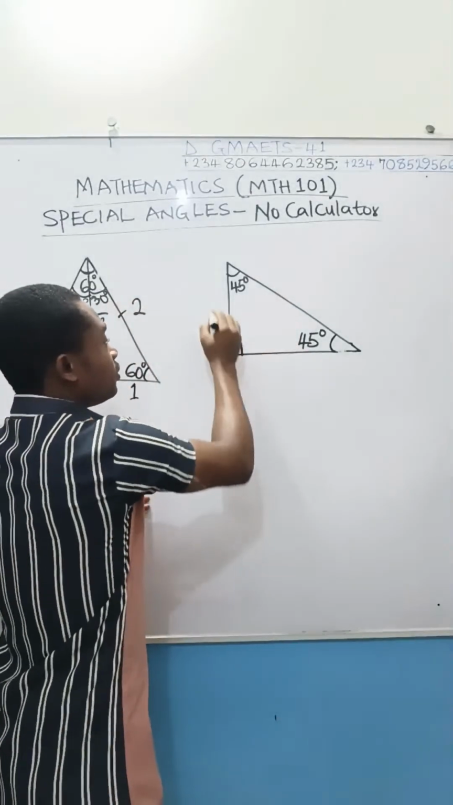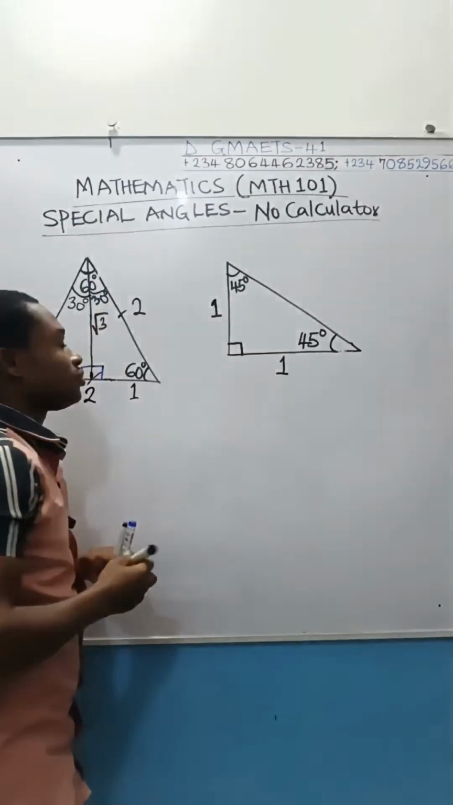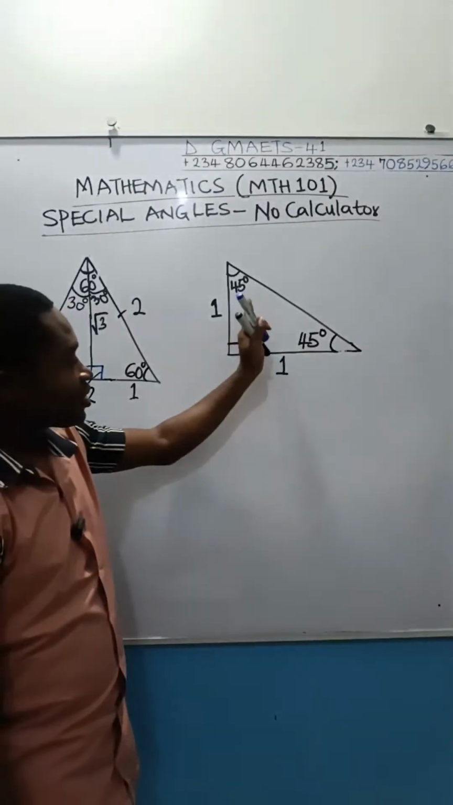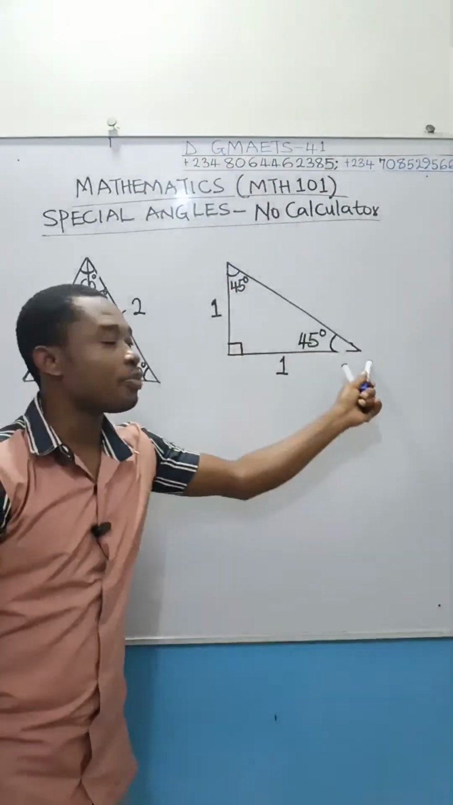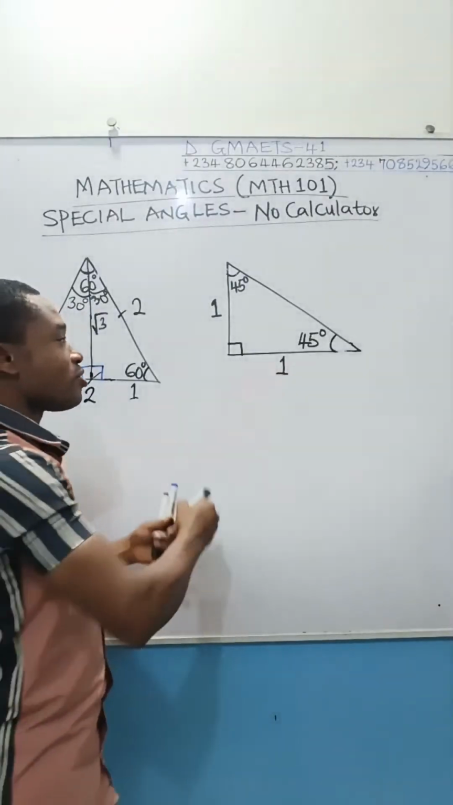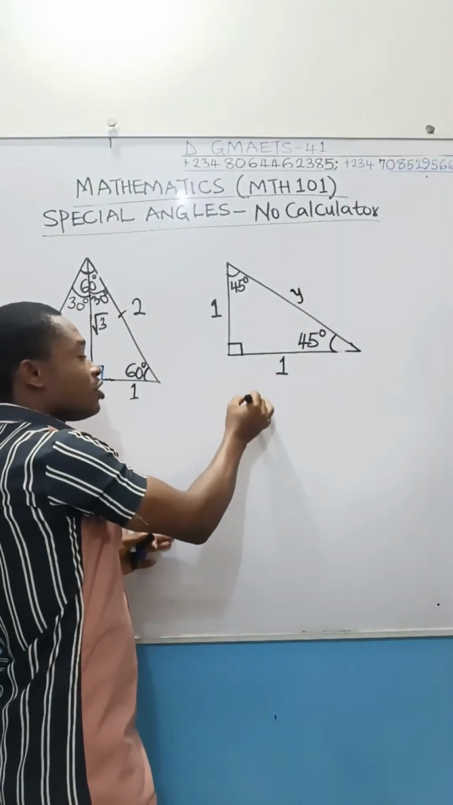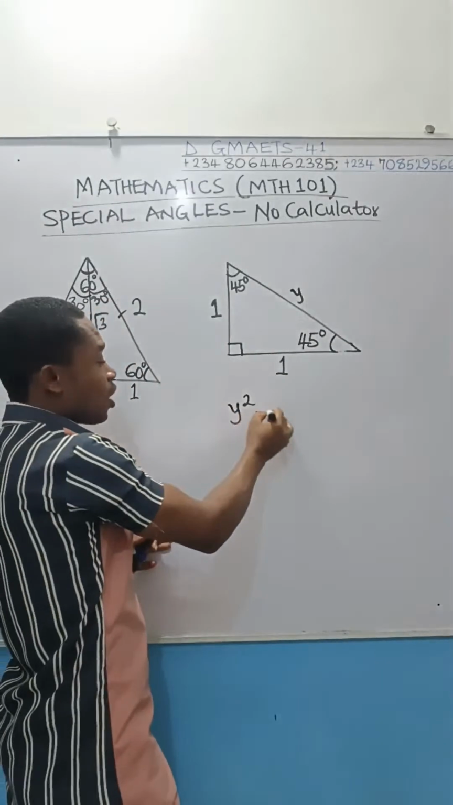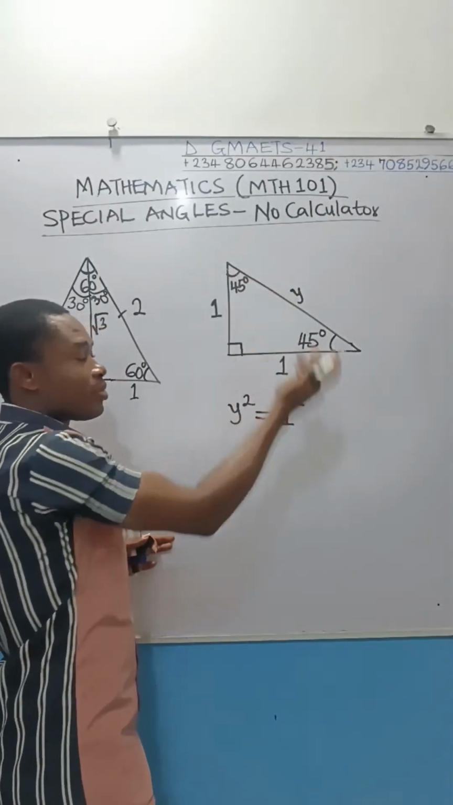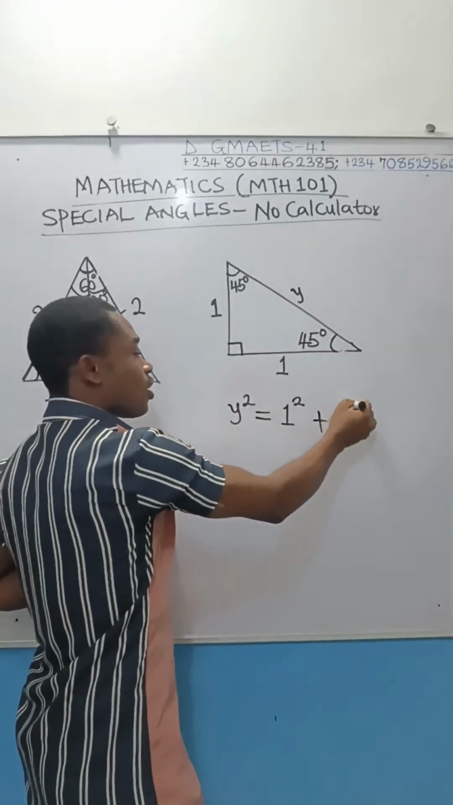Now, this is 1 unit, this is 1 unit, 1 unit and 1 unit. With this diagram, we can calculate this hypotenuse, again, using our Pythagoras theorem. If I call this y, that is the hypotenuse, and according to Pythagoras theorem, the square of the hypotenuse is equal to the square of the opposite, plus the square of the adjacent. Any one of these can be called the opposite, and any one of them can be called the adjacent.